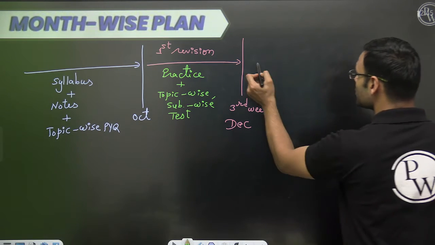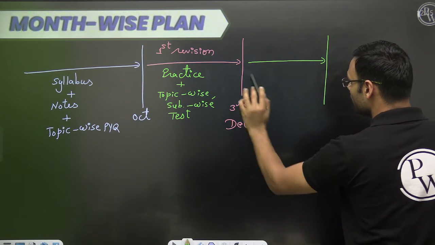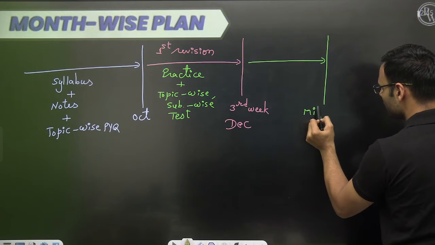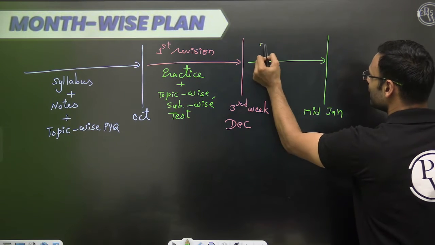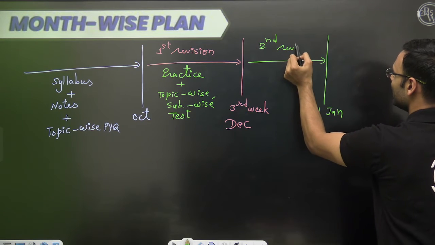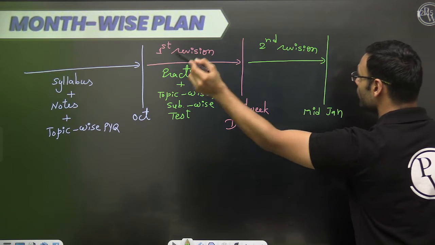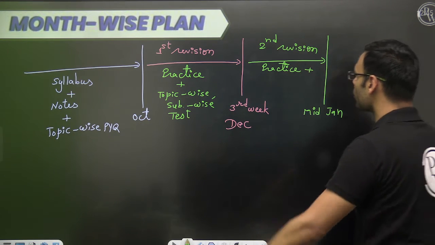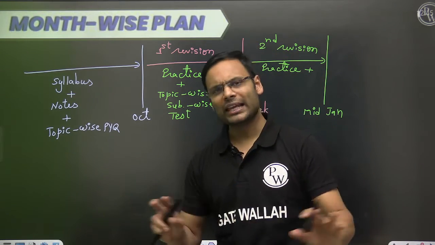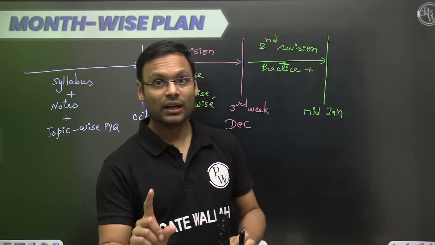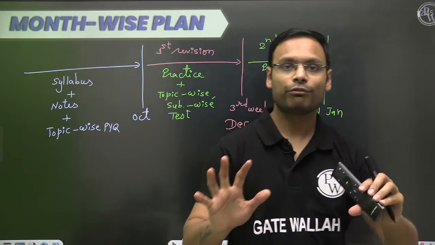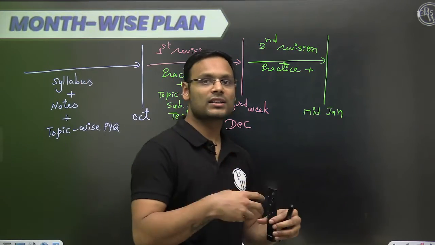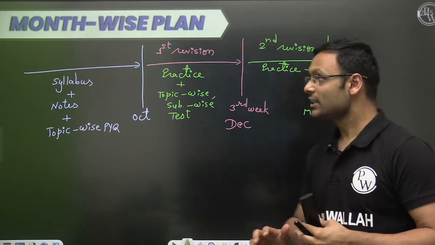Now once the first revision is over, then in the next 2 to 3 weeks, till mid-January, you will have your second revision done. Along with that second revision, you will keep practicing. Practice will not go out of your zone in the last 3.5 months. Practice means not the test. Practice means you take questions of a subject, of a topic, solve those questions, and check whether your answer is correct or not after each and every question. Like this, you will keep practicing.